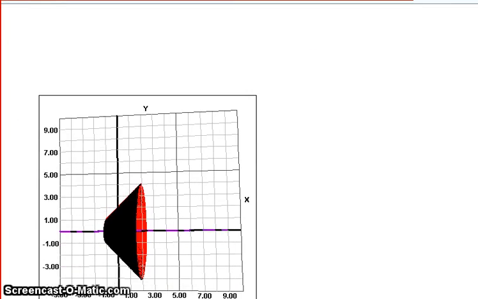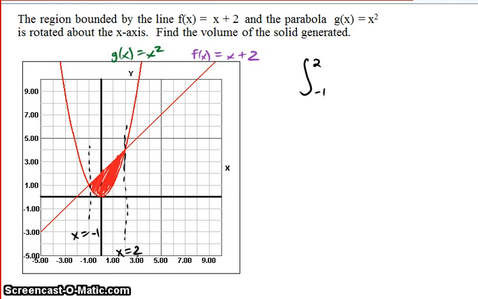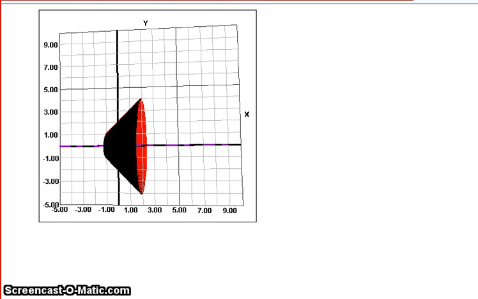Here is a picture of that beautiful shape right there. Yeah, I don't think we need this picture anymore. We know what we're doing. We're integrating something from -1 to 2, and what we need to talk about are the cross sections. So the cross sections, just like all the other problems, the cross sections of this shape are circles.